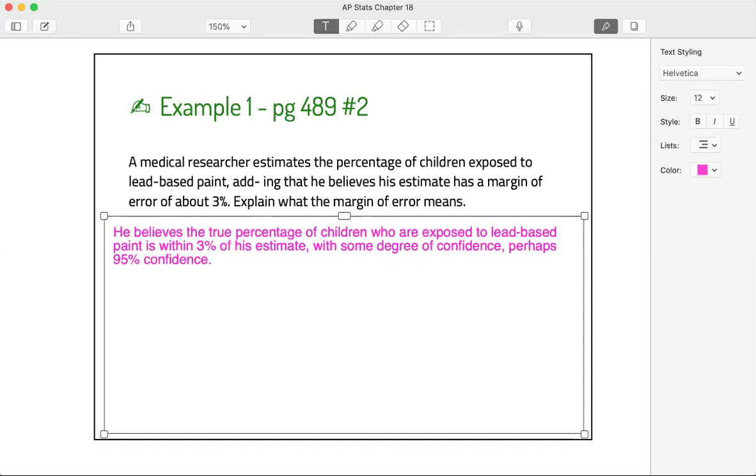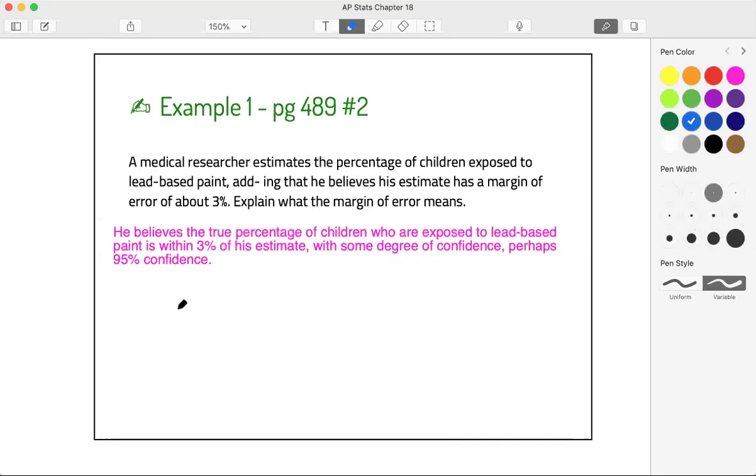That's a typical confidence level. Okay? So another way to think of that is the researcher has an estimate p hat, and he's going to add and subtract a certain margin. Okay, and that margin is going to be 3%. This is what's called the margin of error, and we'll talk more about how that formula is set up a little bit later.